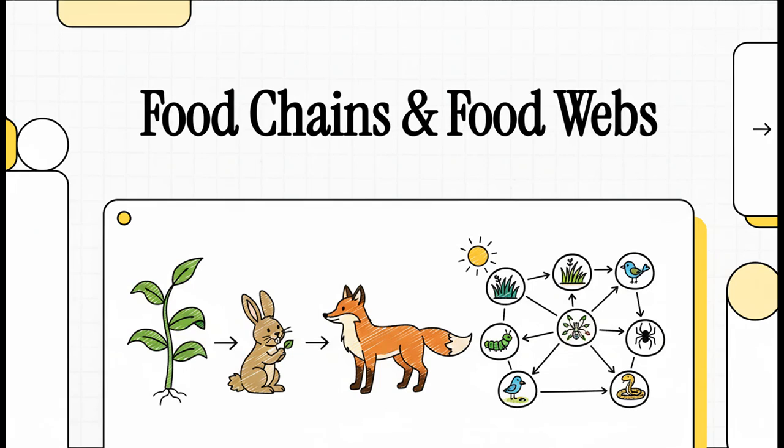Have you ever wondered how a tiny little seed can somehow end up powering a massive eagle soaring way up in the sky? Well, today, we're going to pull back the curtain on this hidden network of energy that connects pretty much every living thing on Earth. We're going to look at two big ideas, food chains and food webs. And trust me, by the end of this, you'll see the world's invisible engine in a totally new way.